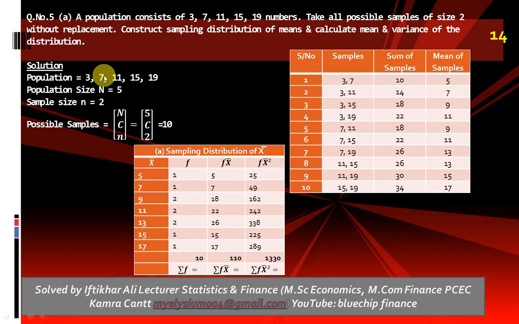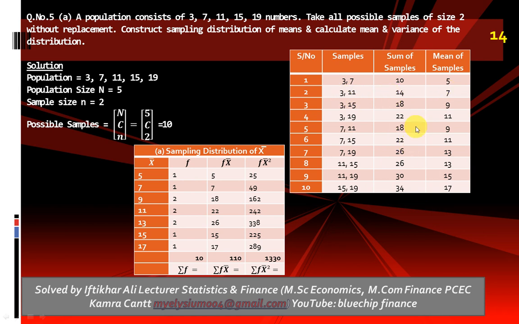After that 7, 11, 7, 15, 7, 19. 11, 15, 11, 19 and 15, 19. So these are the samples. Take the sum of these samples and take the individual means of these samples. 7 plus 3, 10, and 10 divided by 2 because there are two values. So 10 divided by 2 equals 5, 11 plus 3, 14, 14 divided by 2, 7 and so on.